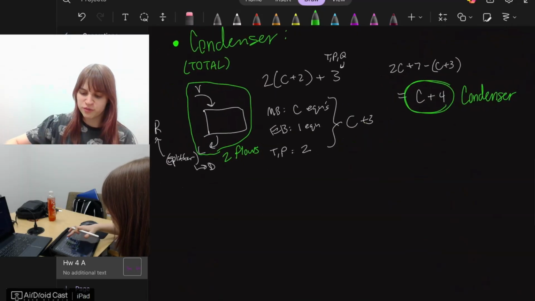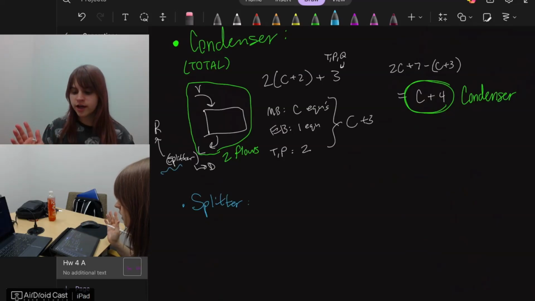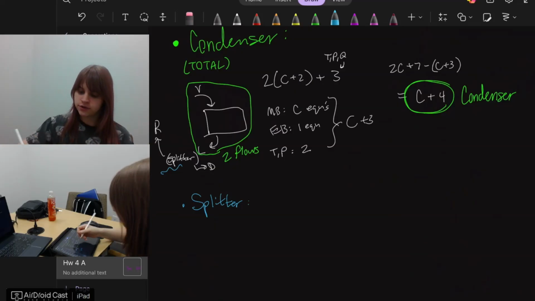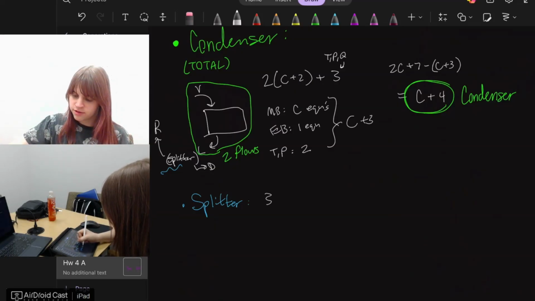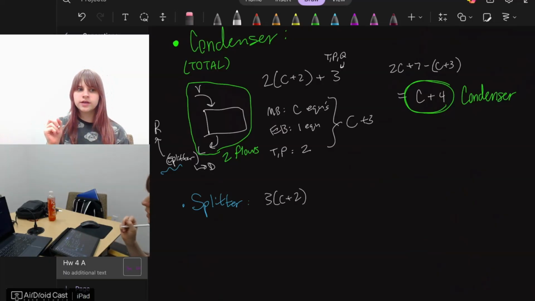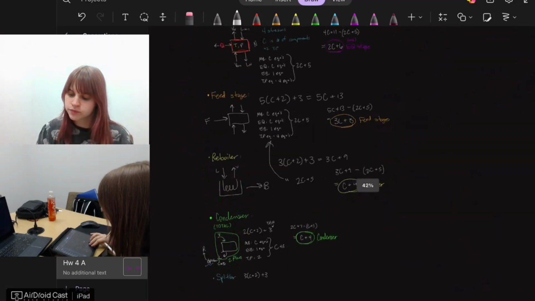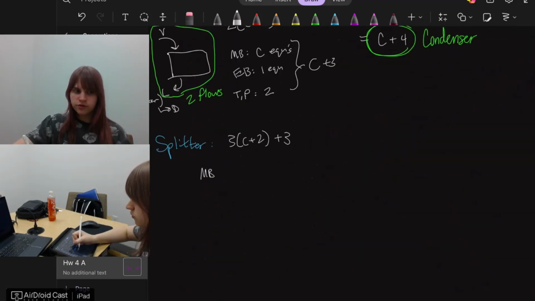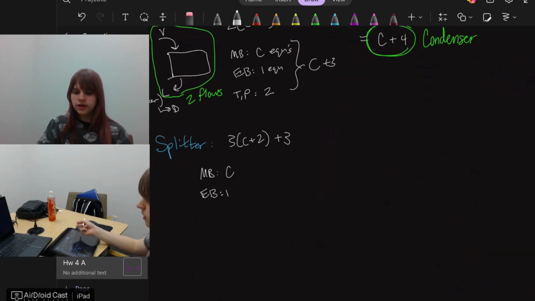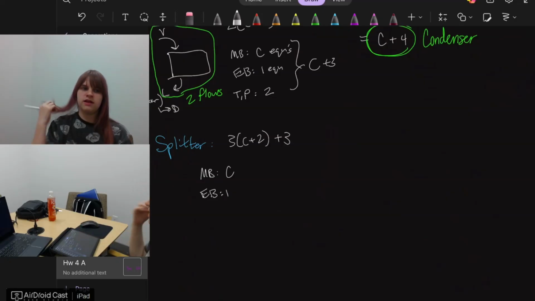I'm not going to draw the splitter because it's kind of above here. But yeah, the splitter has 3 flows. It has a flow going in and 2 flows coming out. So it is 3 times C plus 2. And we still have the plus 3 from the T, P, and Q. From the material balance, we have C equations still. The energy balance is 1 equation. Again, we can't say that we have anything from the equilibrium because it's all liquid phase.